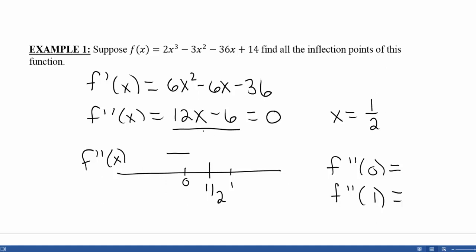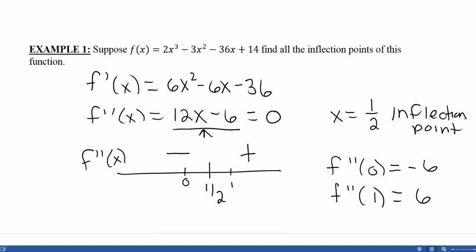So if I plug a 1 into the second derivative, I get +6. So since it's positive, every single value to the right of 1/2 would give me a positive second derivative. So to the right of 1/2, the original function is going to be concave up. So here, I have switched from concave down to concave up right at x equals 1/2. So that means that x equals 1/2 is indeed an inflection point.